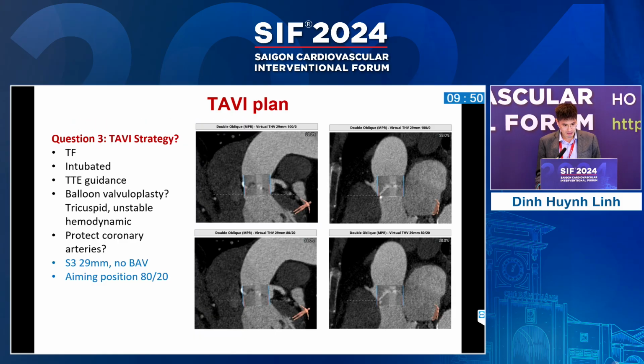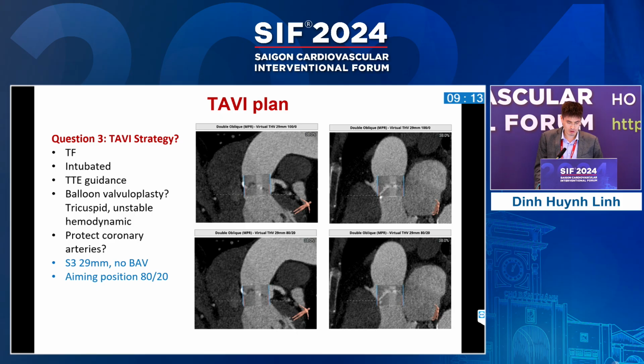So the TAVI strategy, we go transfemoral. The patient is already intubated. We can use TTE guidance as normal, but TEE is backup. We consider not to do balloon valvuloplasty first because it is a tricuspid valve and the hemodynamics were very unstable. We are not sure we will do the very rapid pacing. The hemodynamics may deteriorate. We are not sure if we should protect the coronary artery or not.